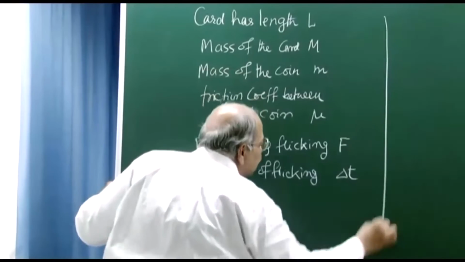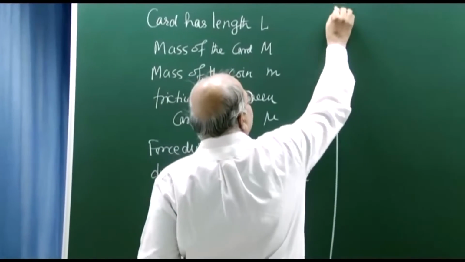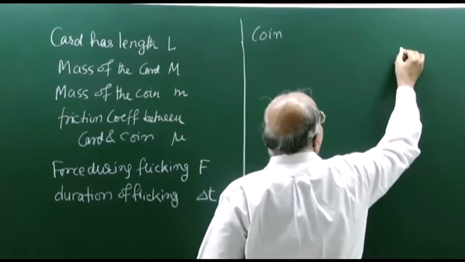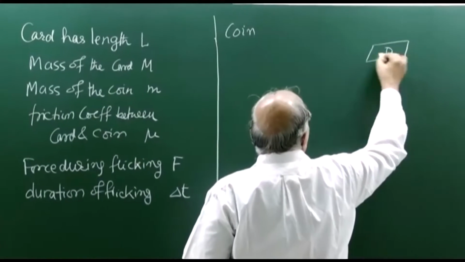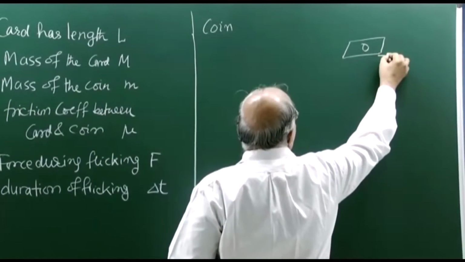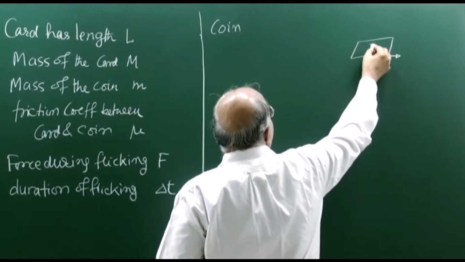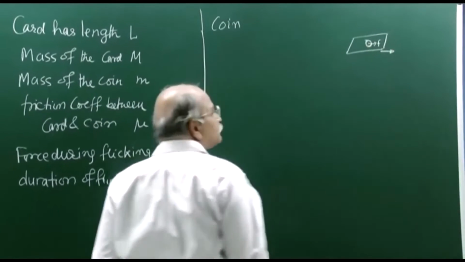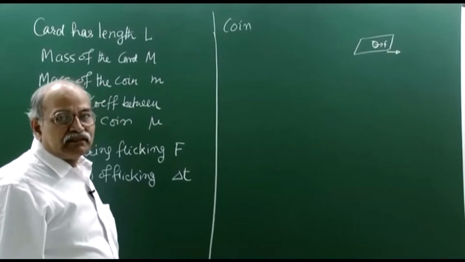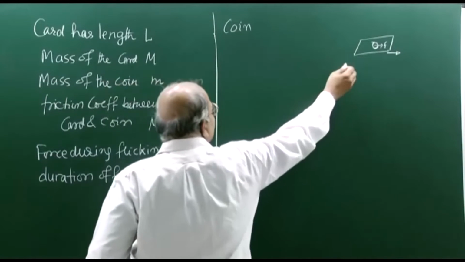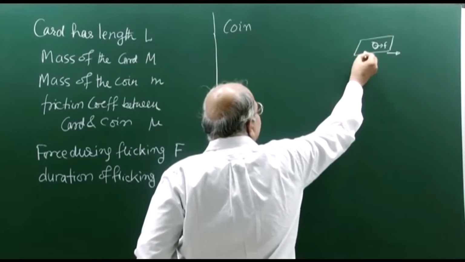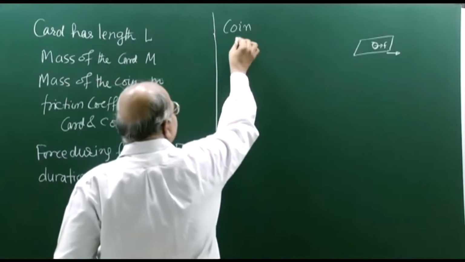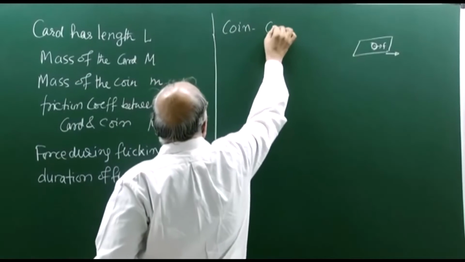So, what will be the equation, let us say, for the coin? What is happening? You have the card and you have the coin, and the card is moving this way. So, the coin is slipping on the card in the backward direction, and there will be some frictional force here. If you look at the card, there is a frictional force on the card also, in the backward direction. So, we have to work for the coin and also for the card.